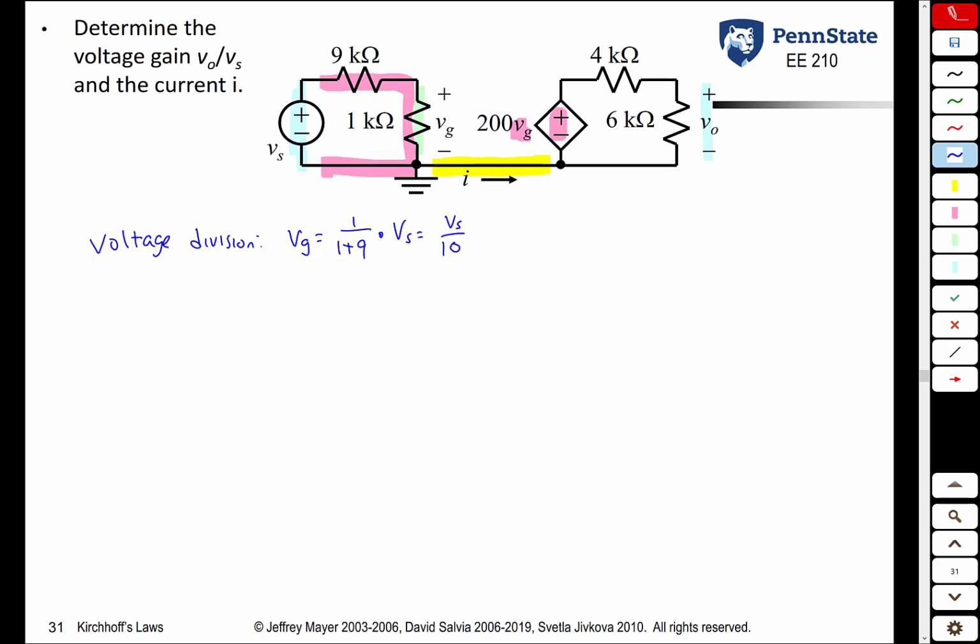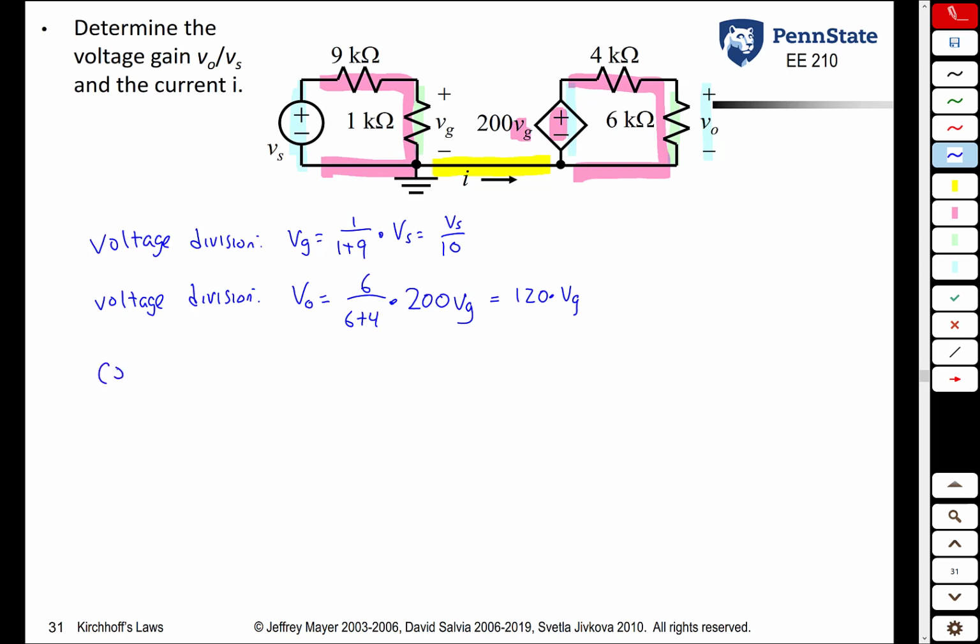or Vs over 10. Likewise, on the right-hand side, from voltage division again, we know that the voltage across this 6 kilo ohm resistor, V out, is just 6 over 6 plus 4 times 200 Vg. So we know that V naught, or V out, is 6 over 6 plus 4 times the applied voltage, which is this dependent voltage source, 200 Vg. We work out that math, we get 120 times Vg.